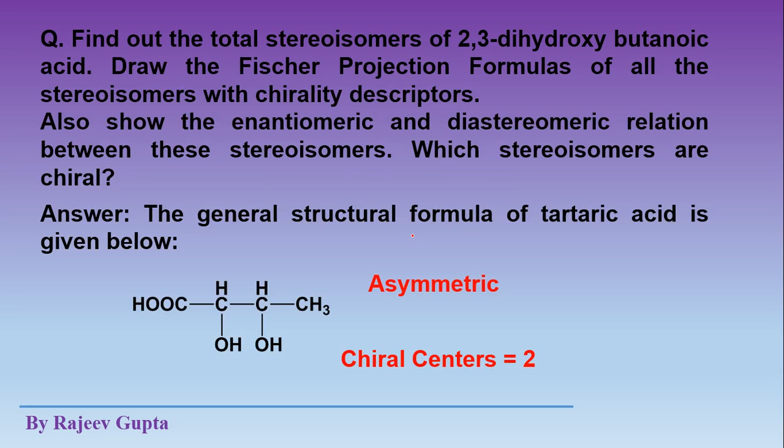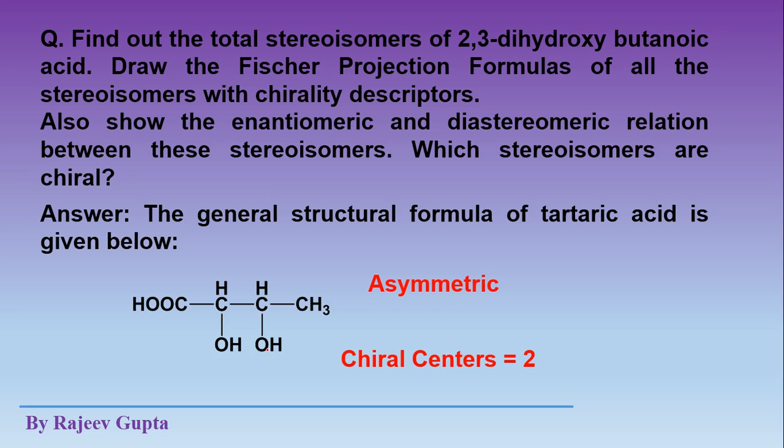Now see the next question. What is the next question? Find out the total stereoisomers of 2,3-dihydroxybutanoic acid. The question is the same. Now see the answer. First we have to draw the structural formula of this 2,3-dihydroxybutanoic acid.